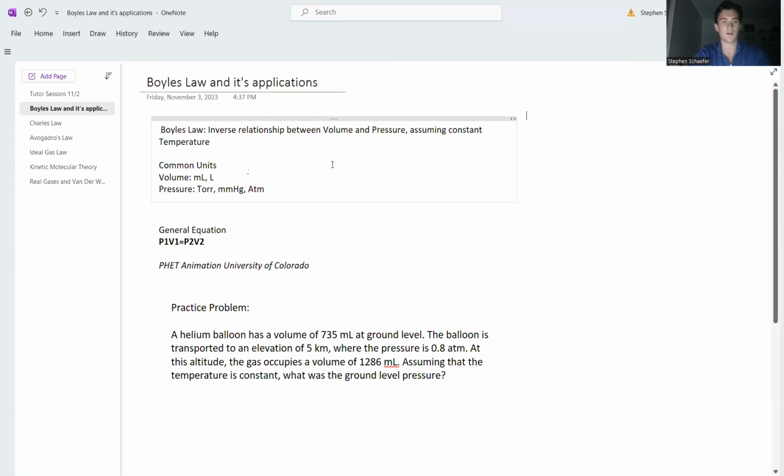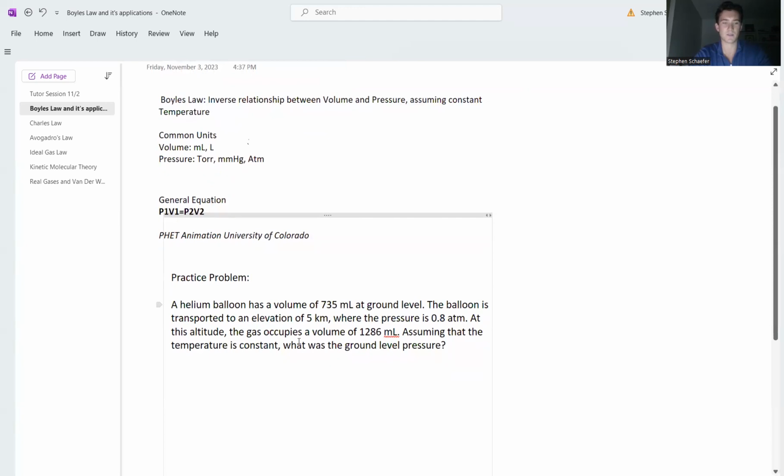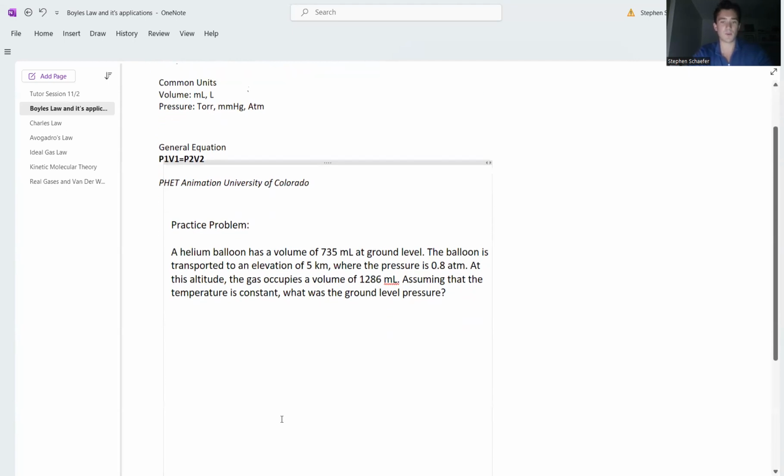So we have our general equation that is going to allow us to isolate for a single variable. And we know that when we adjust the pressure or the volume, there's going to be a proportional and inverse change. So let's look at a practice problem. A helium balloon has a volume of 735 milliliters at ground level. The balloon is transported to an elevation of 5 kilometers, where the pressure is 0.8 atm. At this altitude, the gas occupies a volume of 1,286 milliliters. Assuming the temperature is constant, what was the ground level pressure?